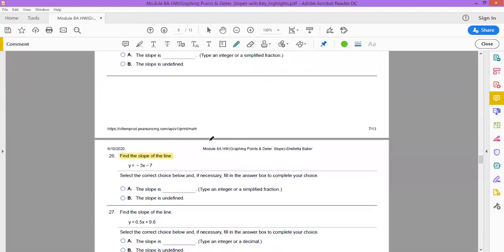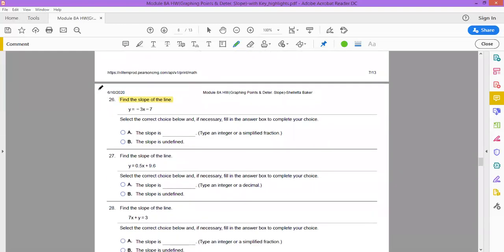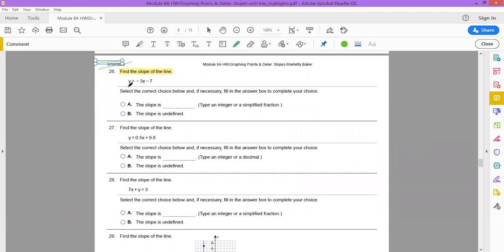All right, let's look at number 26. Now sometimes you won't have the ordered pairs, you won't have an image of the graph, but you may have an equation. There's a specific formula that involves the slope that we want to be mindful of, and it's y equals mx plus b. This is called the slope-intercept form of an equation. So make sure you have this in your notes. Slope-intercept form. I'm just going to abbreviate intercept.